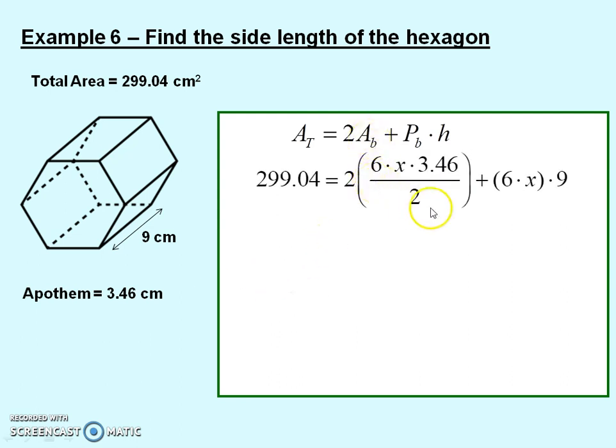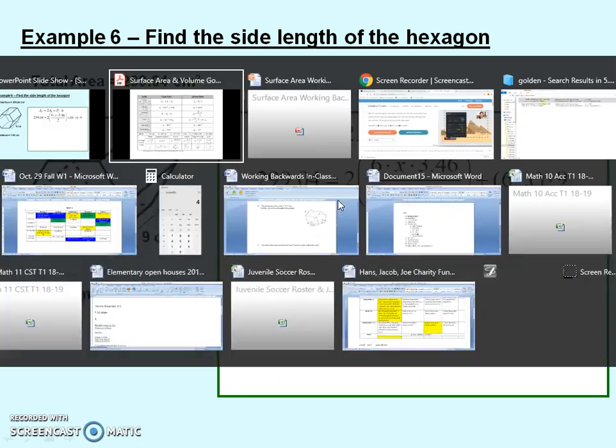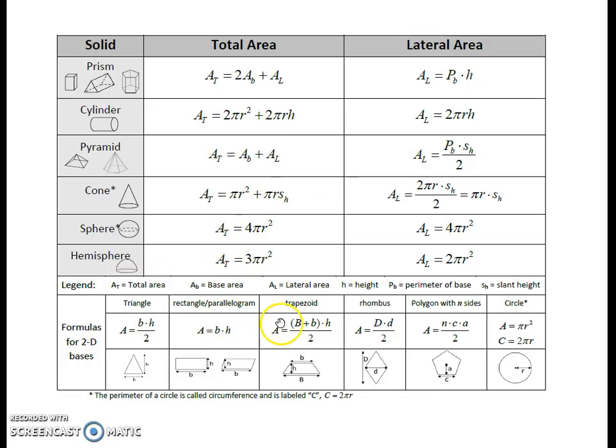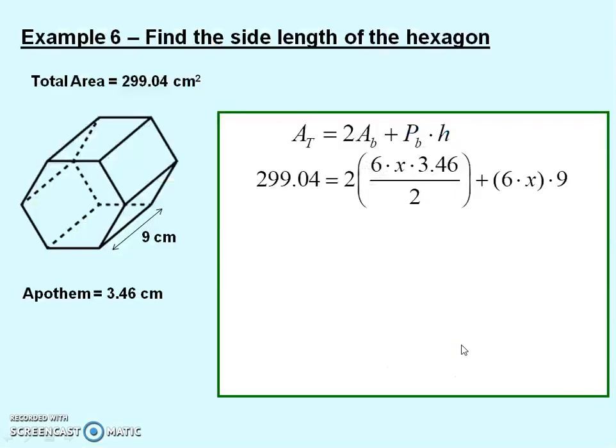Now this area of the base formula, I'll show you where that comes from. If you have your golden ticket, it shows here that a polygon with n sides has the formula n, the number of sides, times c, which this diagram shows is the side length, times a, that's the apothem, the measurement that goes from the center of the side to the center of the polygon, divided by 2. That's the formula for area of base.